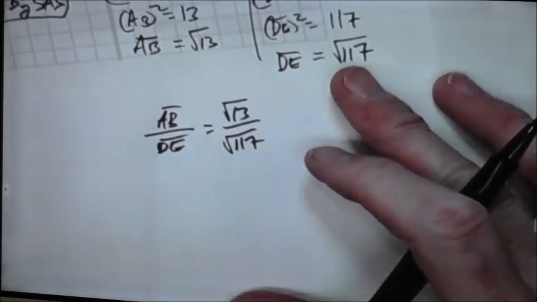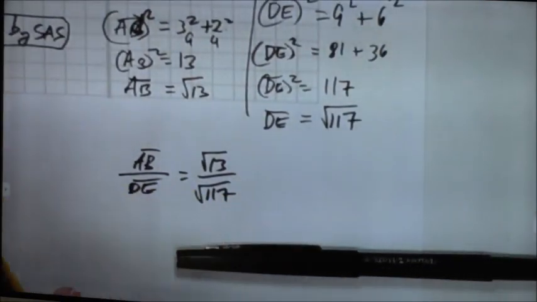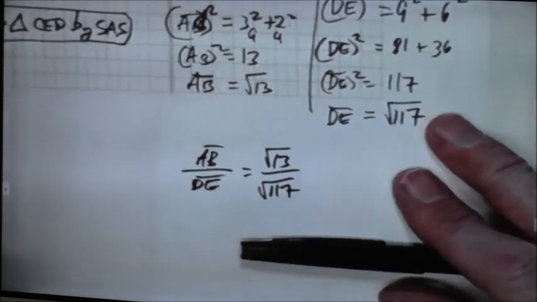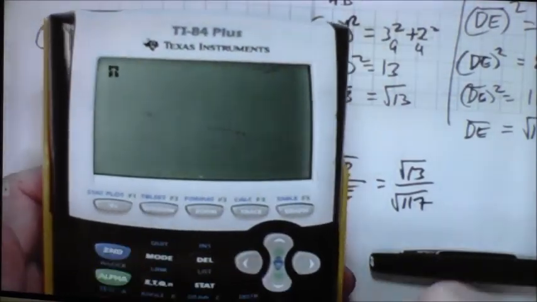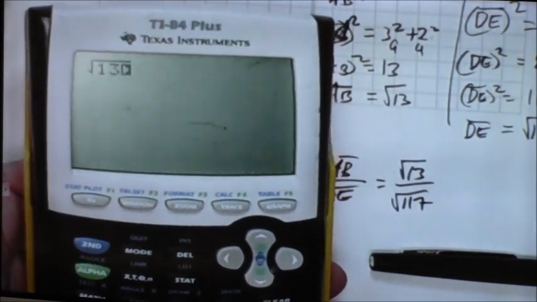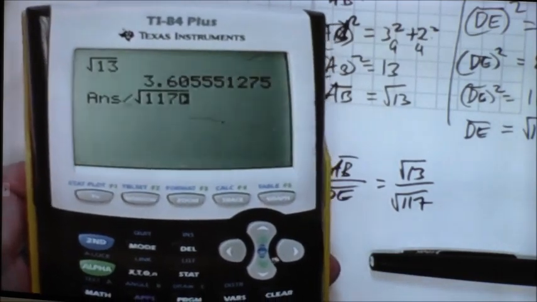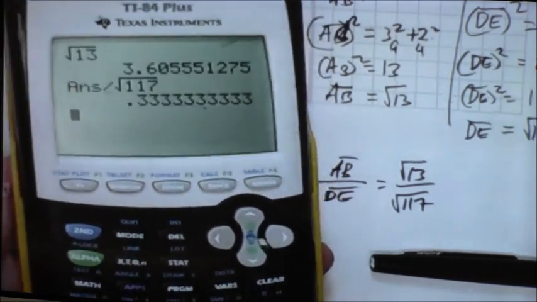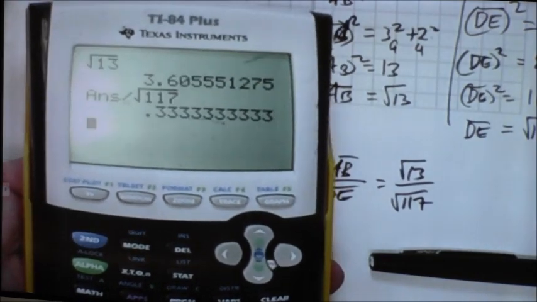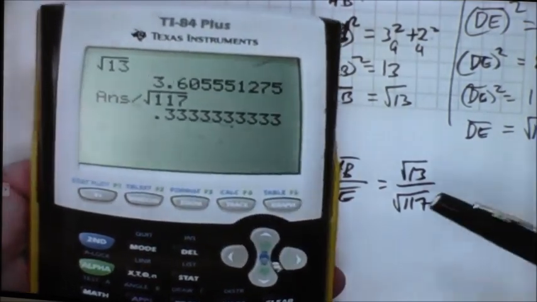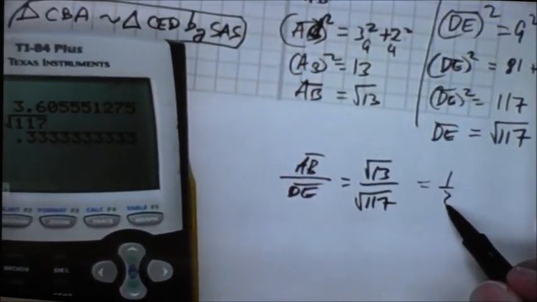There's a reason why I tell you you can use calculators. I'm certainly not going to do those in my head. I'm pretty good with my numbers, but that's a little further than I can go. Square root of 13 comes to that amount. I'm going to divide that by the square root of 117. That looks like it's supposed to be 1/3. Okay? So 0.3 repeating, I don't want to round it anywhere, so I need to leave it in the fraction form, so that is indeed 1/3.